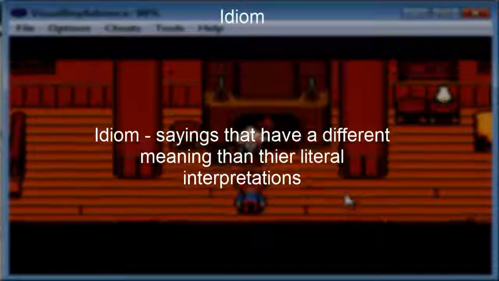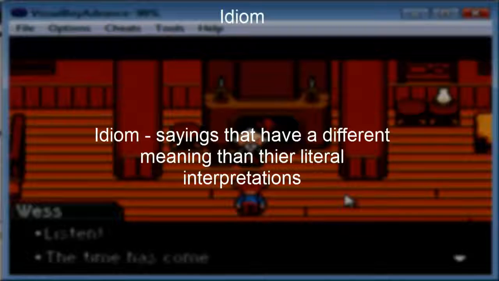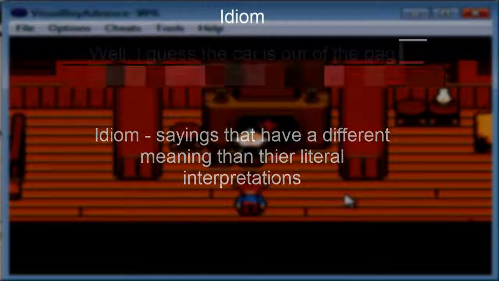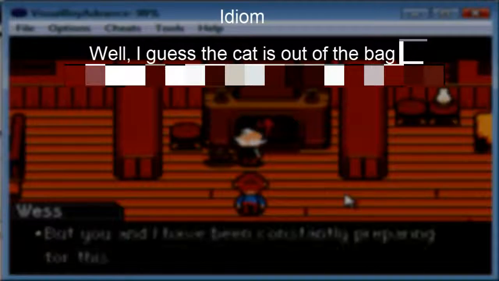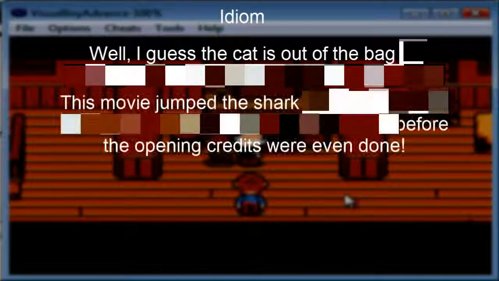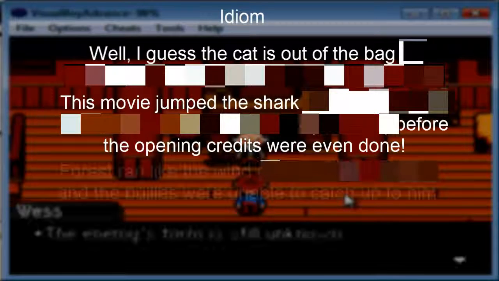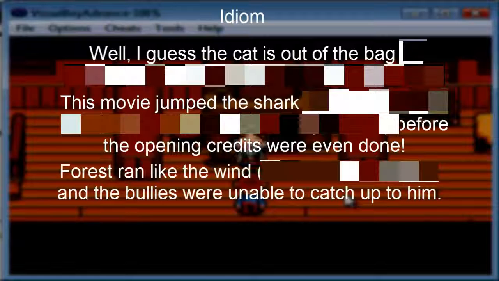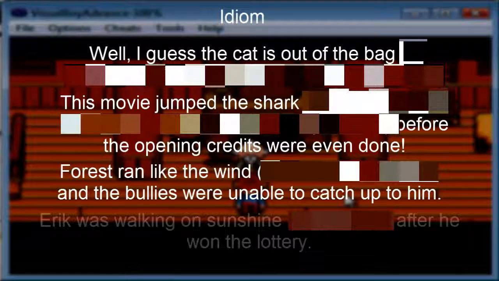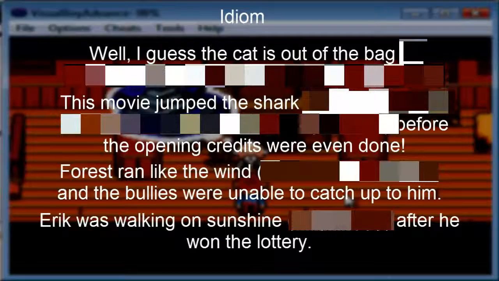Idioms are sayings that have a different meaning from their literal interpretations. Some examples of idioms include: well, I guess the cat is out of the bag. This movie jumped the shark before the opening credits were even done. Forrest ran like the wind, and the boys were unable to catch up to him. And Eric was walking on sunshine after he won the lottery.